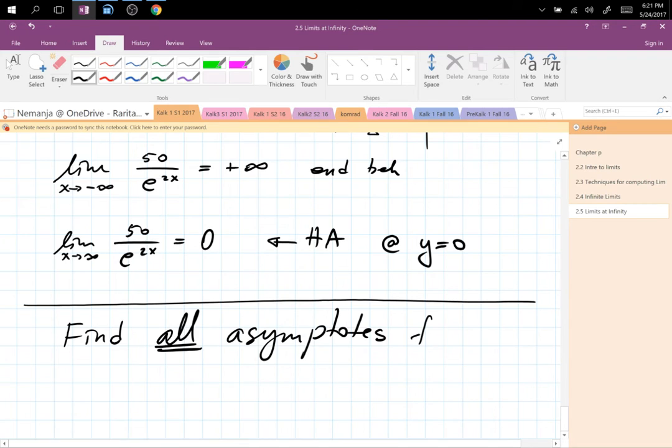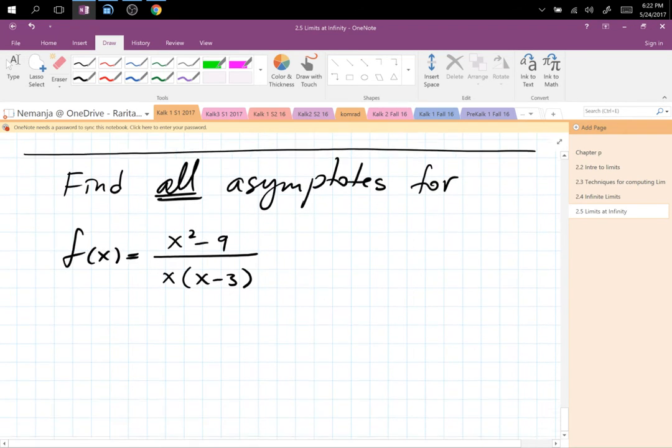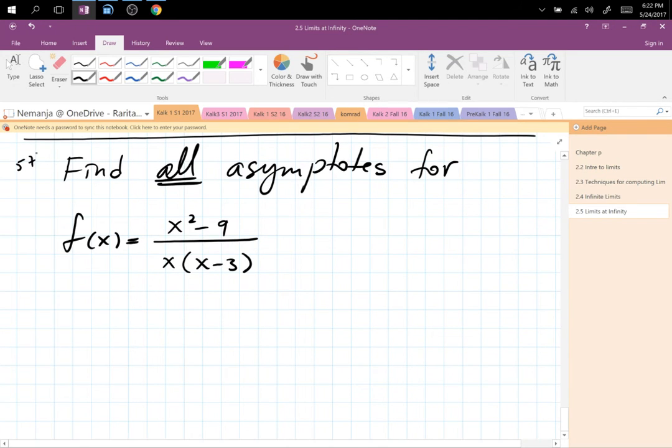So find all asymptotes, and here's your function to enjoy. This is problem 57 in the textbook, section 2.5. The function is x squared minus 9 divided by x times x minus 3. All right, go. You can talk to people next to you. Eventually, I'm going to go around and ask you to tell me other people's names.